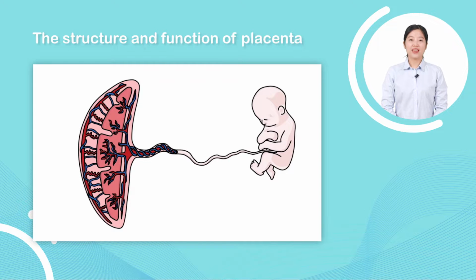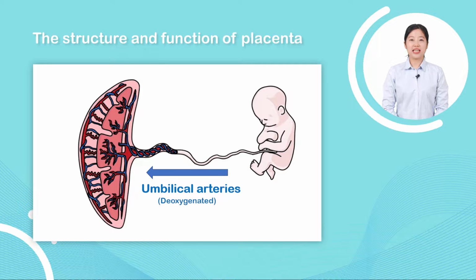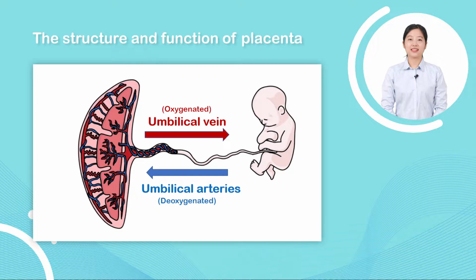We all know that the baby comes along with the umbilical cord, and down that cord, you have two umbilical arteries, which carry the deoxygenated blood away from the baby. And then you have one umbilical vein that carries all the good oxygenated blood full of nutrients flowing away from the placenta and into the baby.